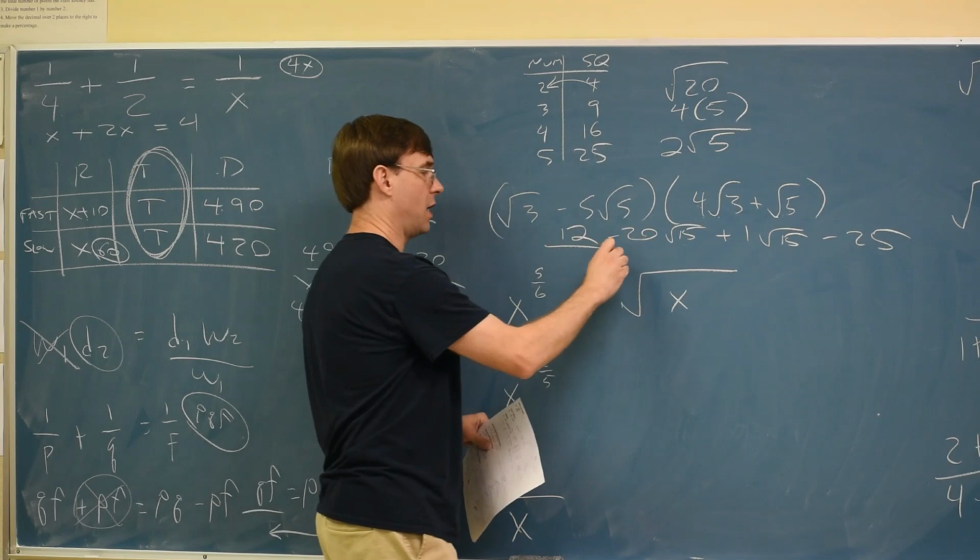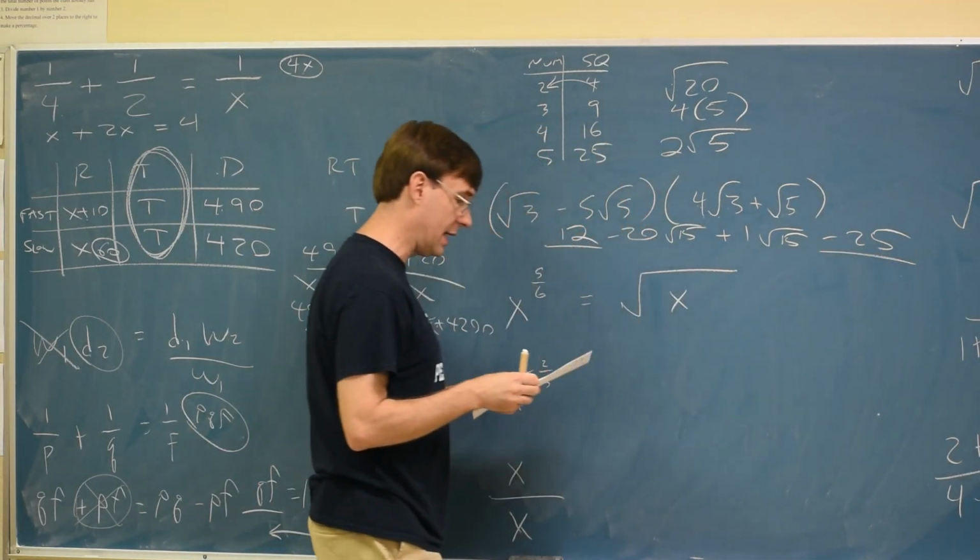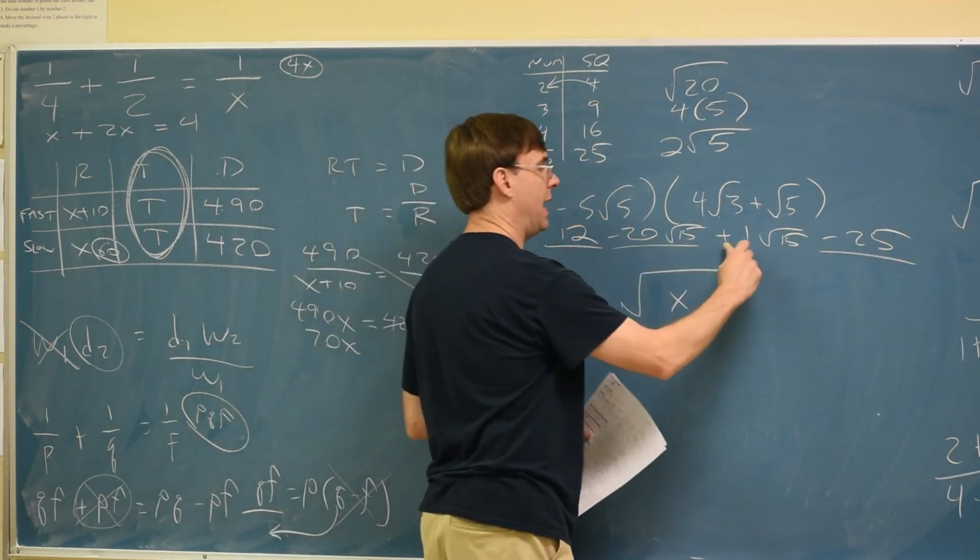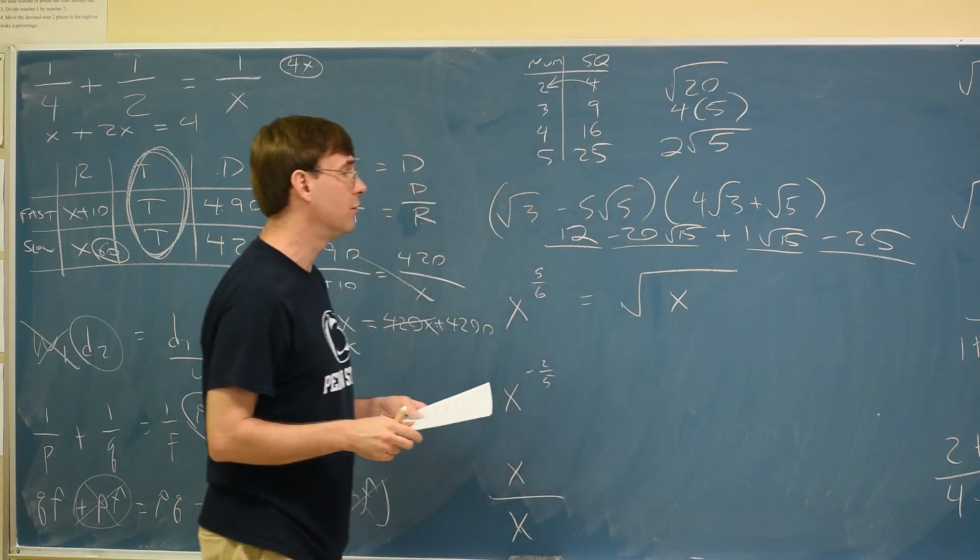And then we'll combine like terms. These would make a negative 13. These would make a negative 19 root 15.